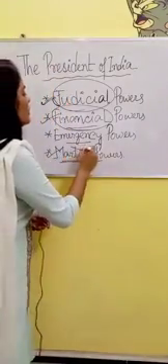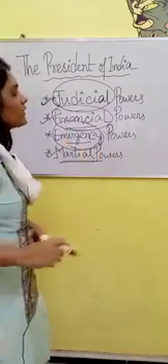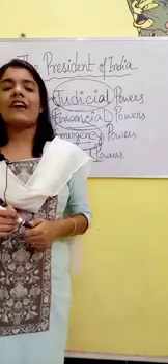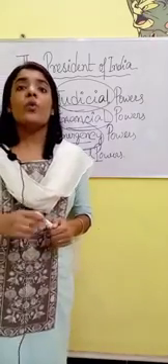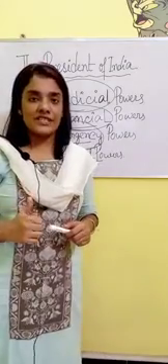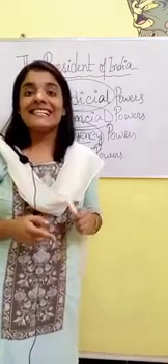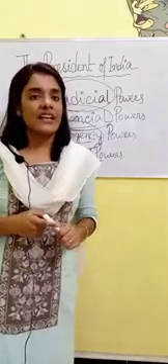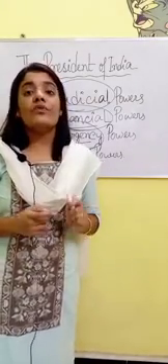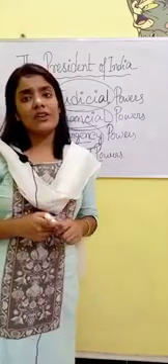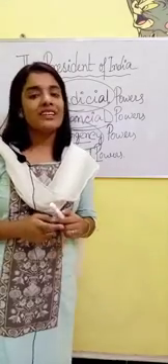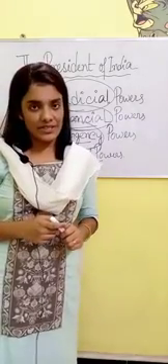Now we will move on to the emergency powers. Before telling you about the emergency powers of the President, I would like to tell you what the three kinds of emergencies are. The three kinds of emergencies are national emergency, state emergency and financial emergency. Now, what is national emergency? Whenever your country is at the stake of war or whenever there is a chance of foreign aggression, during that time there is a national emergency.